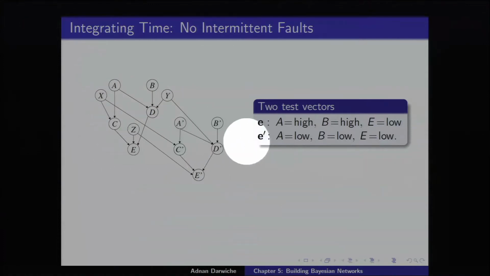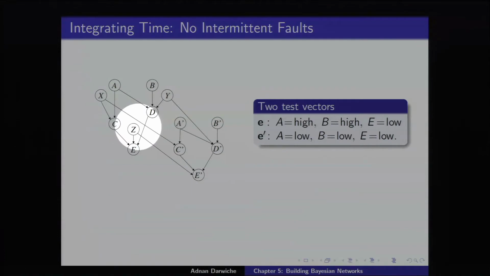Now, when you give me another test vector, which in this case, both inputs are low, the output is still low as well, look what we did. We had this new version of the circuit, or this replica or instance, where every variable is primed. Think of this as during the time of the first test vector, and this is during the time of the second test vector, so time 1 and time 2, right? It's pretty much the same structure, but look what's interesting here. Even though we created 2 instances of the wires for the different time points, the health modes are shared.